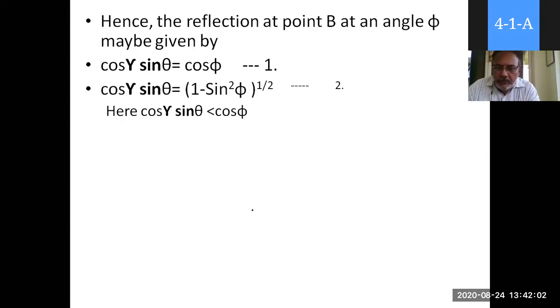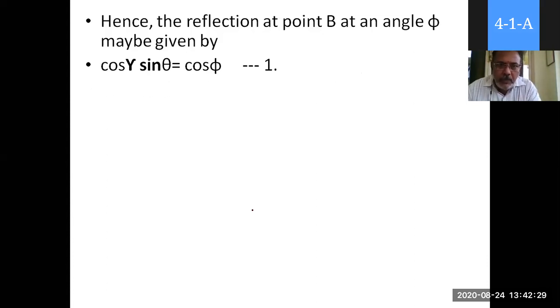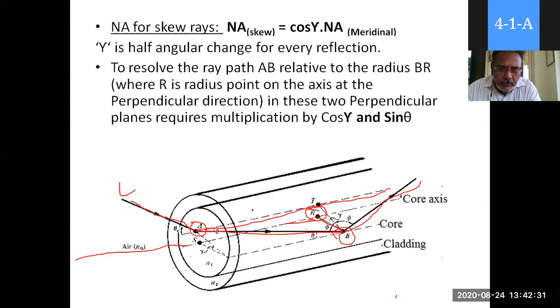Now after the first equation, we come to the second expression, cos gamma into sin theta is equal to, as given with the numerical aperture, the square root of 1 minus sin square phi. So here it is nothing but the NA. Here cos gamma sin theta is always less than cos phi. So cos phi means your critical angle.